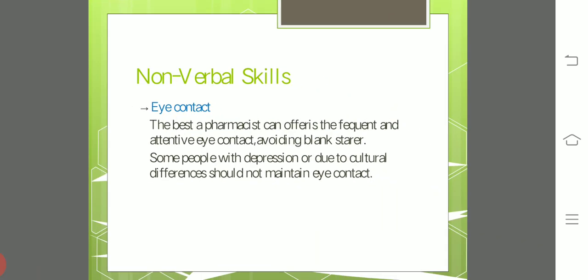So these are the verbal skills. What all are they? Language, tone, volume, speed, use of paraphrasing, assertiveness, and open-ended questions. The next one is non-verbal skills. In that, the first one is eye contact.